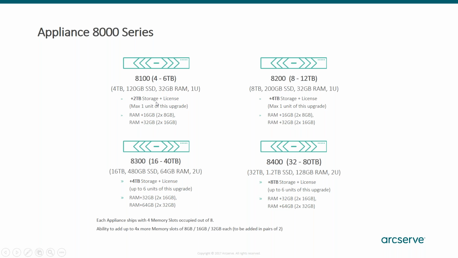So we could put a 2 terabyte disk shelf in there to bring it up to 6 terabytes, and you'll see that that goes across the board, right? So we range from 4 terabytes all the way up to 80 terabytes, and when we talk about 80 terabytes, we're talking about 80 terabytes usable, right? So it's really probably about 78.8 usable out of there, as far as that goes.